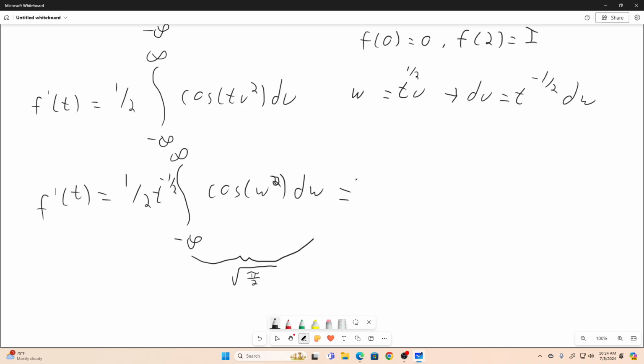So this whole thing is equal to, that's going to give us the square root of 2 pi over 4 times t to the negative 1/2. Square root of pi over 2 is square root of 2 pi over 2, and then times 1/2 is square root of 2 pi all over 4, and then times t to the negative 1/2. So there's our f prime of t.